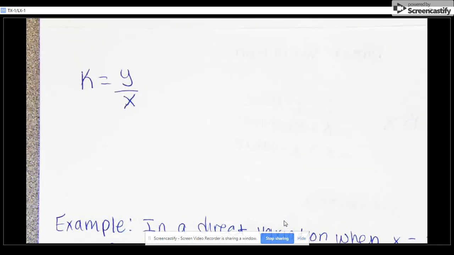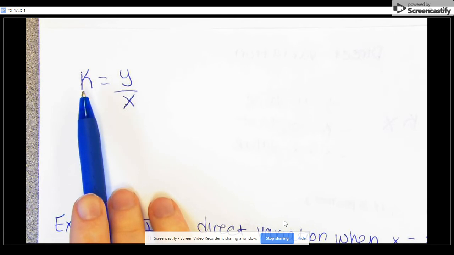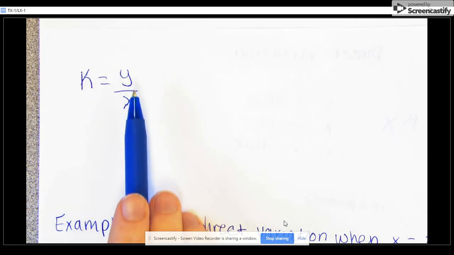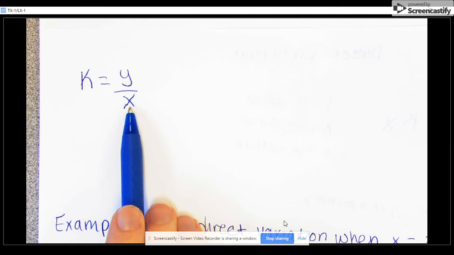Now, sometimes you need to find the constant. The constant is what the x is always going to be multiplied by. Now, this is a quick equation in order to help you find k. I'm going to be showing you an example in which this equation is not used, but if you want to use it, that's great. So everything is the same here with what the variables mean. K is constant, y is the y value, and x is the x value.